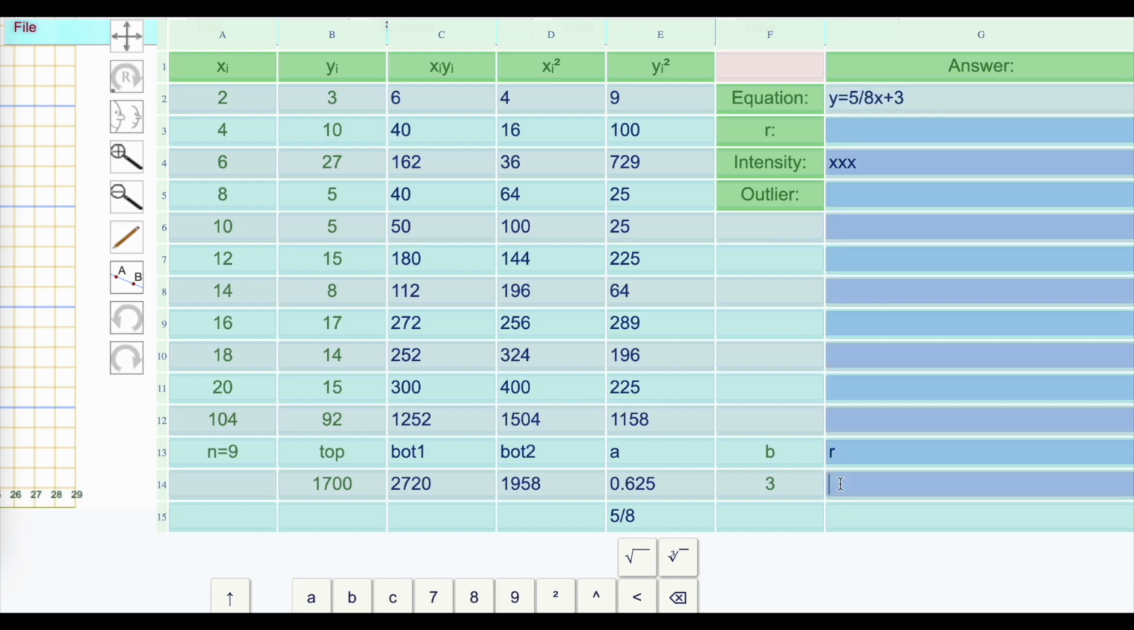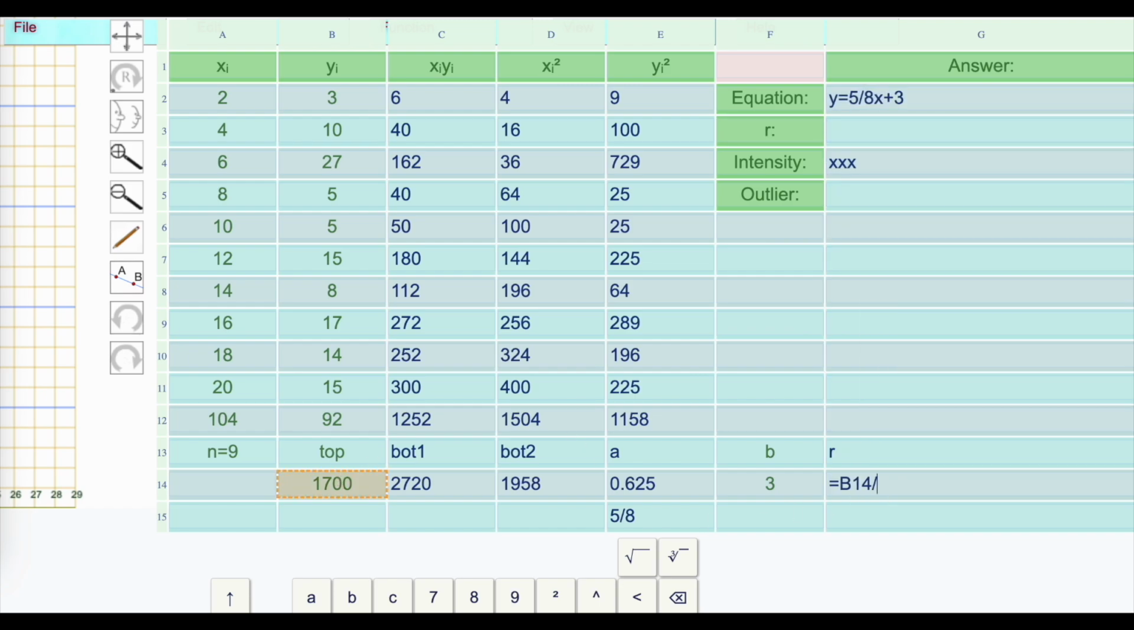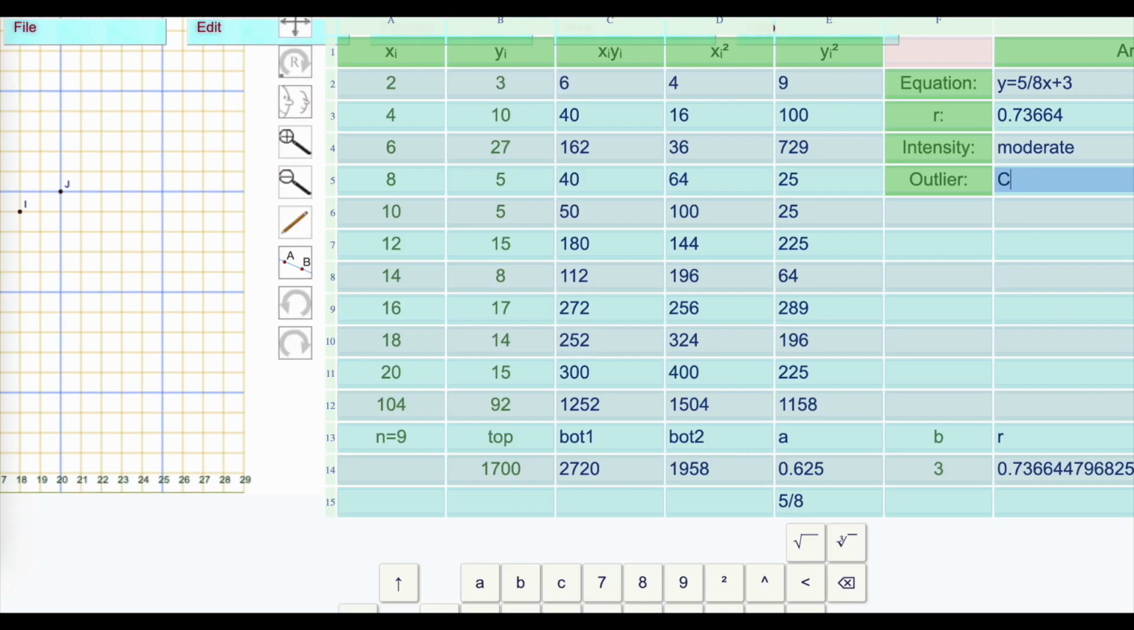Our R is the top divided by the square root of the first bottom times the second bottom, close the square root bracket. 0.73664 equals that. I'm going to round it to 4 or 5 decimal places. I'm going to have that 4 stay a 4. The intensity is moderate. The outlier is C. Then we need to graph it.